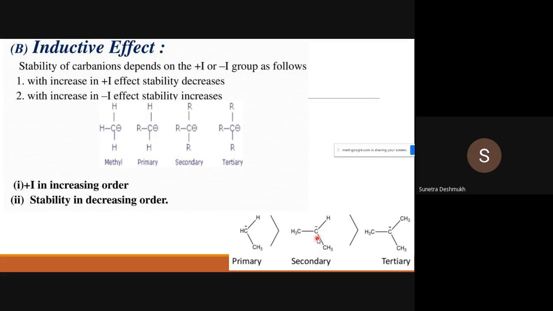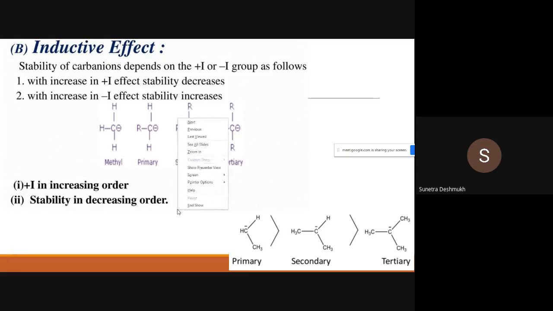Primary carbanion, secondary carbanion with two methyl groups attached. And if three methyl groups are attached, the electron donating plus I effect is there, and the stability of that particular carbanion is very low. If one methyl group is present, that carbon possessing the negative charge is the most stable compared to two or three methyl groups present on that carbon atom. So the minus I effect increases the stability of the carbanion, and the plus I effect decreases it.